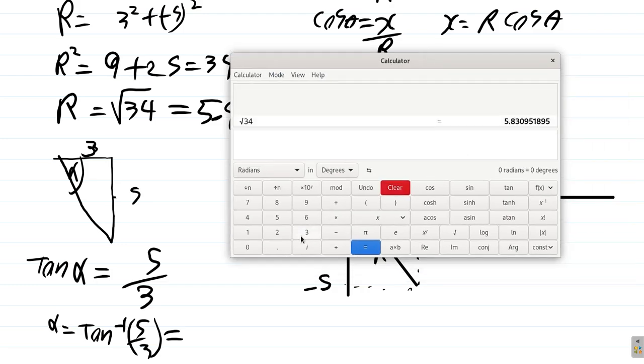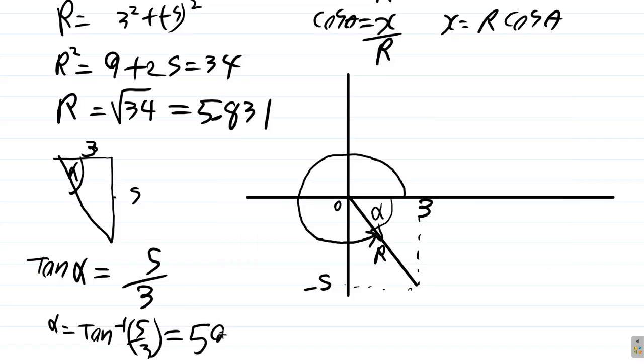Let's get our calculator. I have to put this in advanced mode. Alright. 5 over 3 equals that. And then you say arc tan, same thing as tan inverse. Tan inverse of that, 59 point, call it 59 degrees.